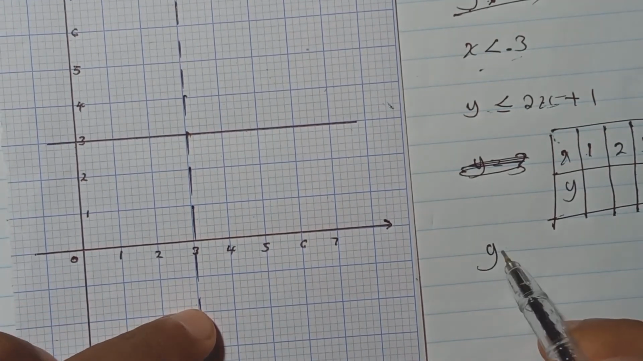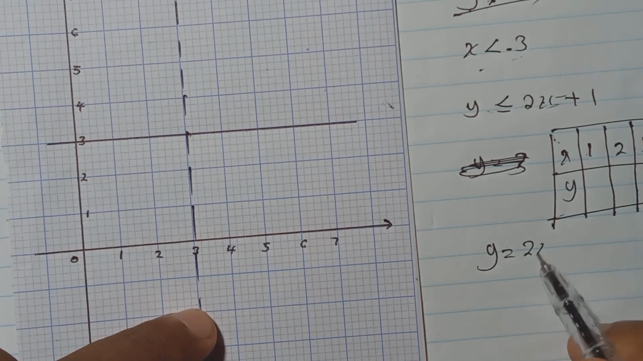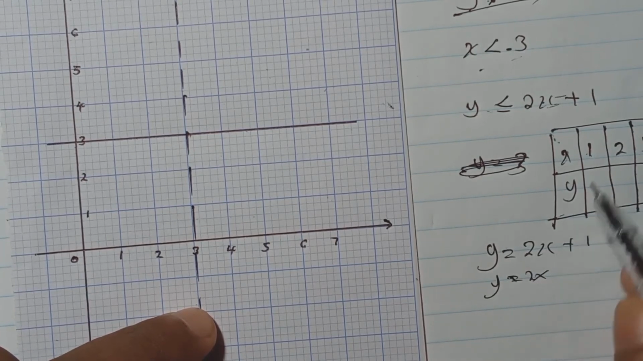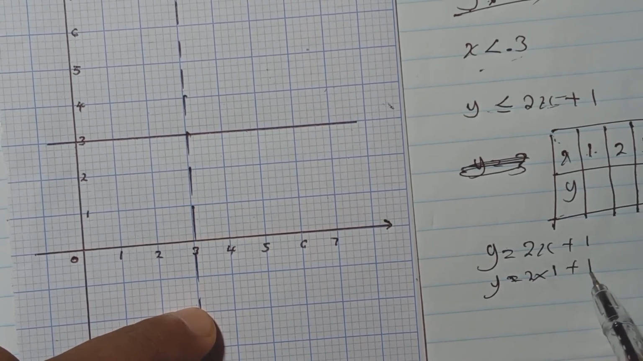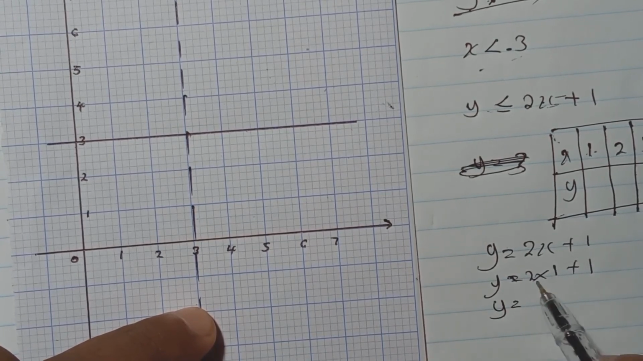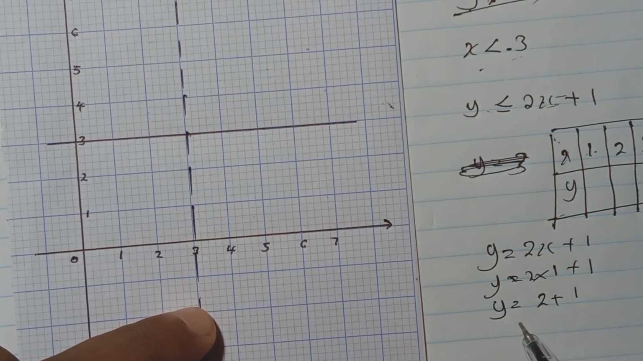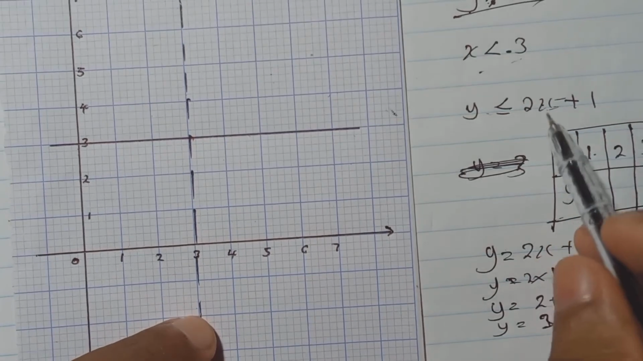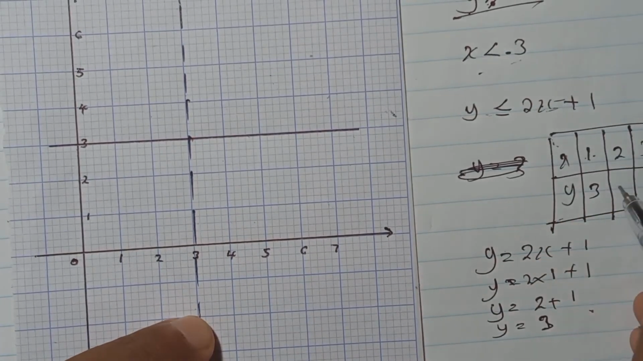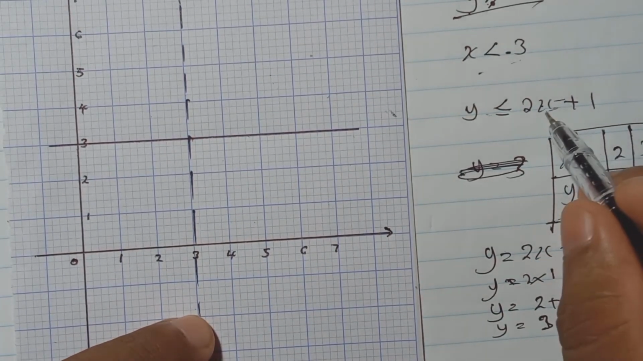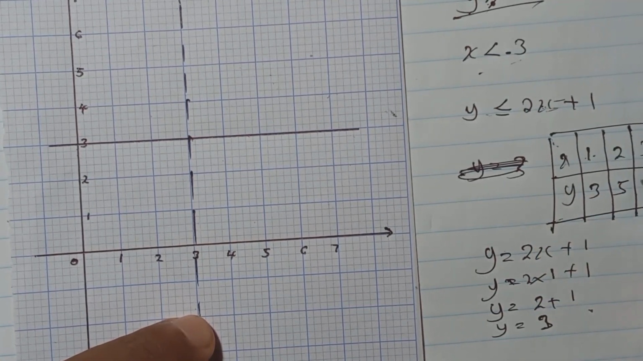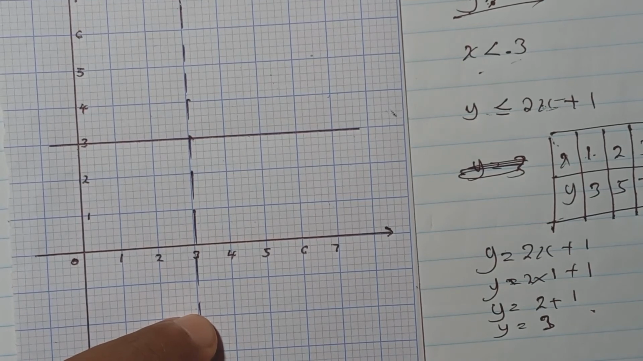Now I will do only one. If I write y equals 2x plus 1, and I put 1 for x, then what is the y value? 2 into 1 is 2, 2 plus 1 means 3, right? You know how to draw this, so here should be 3. When I put 2, 2 into 2 is 4, 4 plus 1 is 5, and when I put 3 here, 3 into 2 is 6, 6 plus 1 is 7. So very simple.